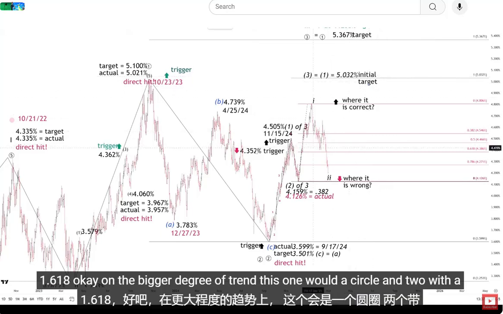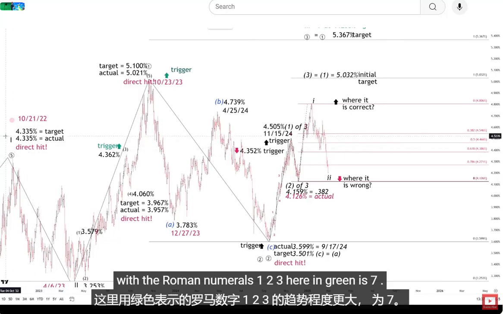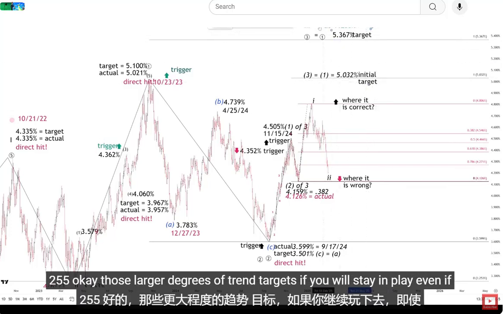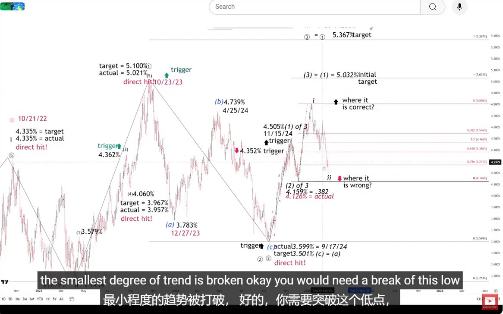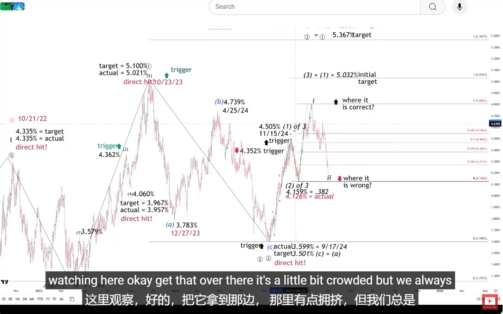On the bigger degree of trend, this 1 with a circle and 2 with a circle, wave 3 equals 1 at 5.367. And the even larger degree of trend with the Roman numerals, 1, 2, 3 here in green, is 7.255. Those larger degrees of trend targets stay in play even if the smallest degree of trend is broken. You would need a break of this low for this wave 3 in a circle to be negated. So really bears watching here.